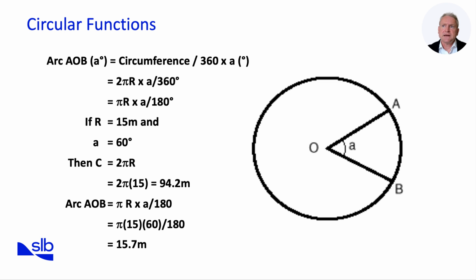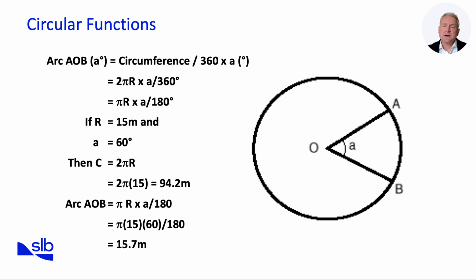Arc length is another key concept in circular functions. The length of an arc is determined by the radius of the circle and the central angle in degrees. Mathematically, the arc length is equal to 2 pi r multiplied by the ratio of the angle over 360 degrees, or more simply, pi r times the angle divided by 180 degrees.